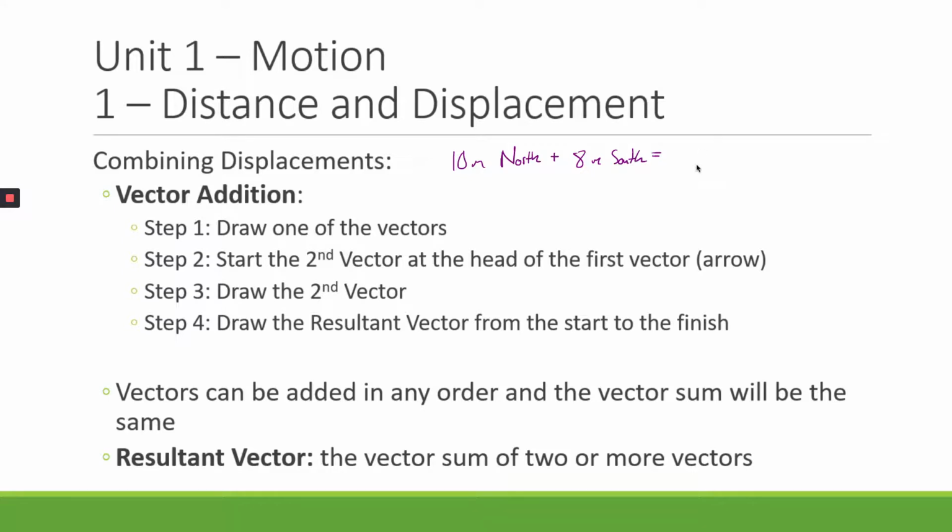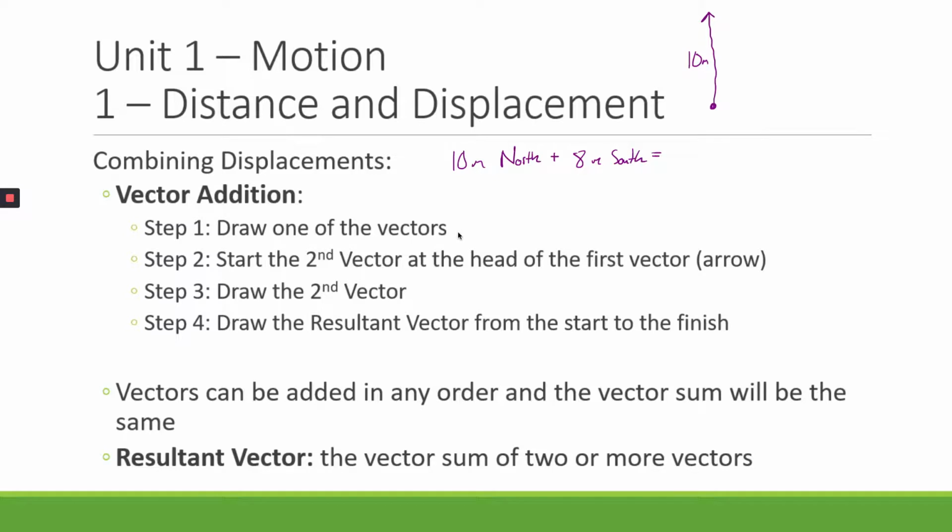So to do vector addition, you're going to draw it out. It's a graphic thing. You have to draw these visually to be able to do it. So what you're going to do is draw one of the vectors. Now here's an odd thing, but it doesn't matter which one you pick. You can draw them in any order. You can add them in any order. It doesn't matter. But I'm going to pick 10 meters north just because that's what most people want to do. So I take 10 meters north, start from that point, and go 10 meters north. So I have done step 1.